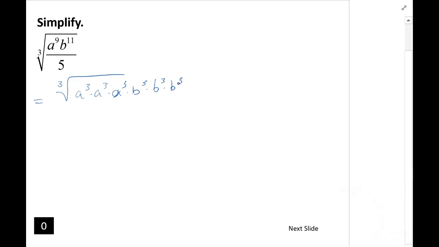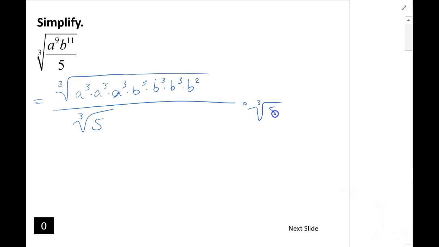And then for B, I'll have 1 group of 3, 2 groups of 3, that's 6. 3 groups of 3, that's 9. And then it's 11, so we need to make sure that adds up to 11 B's. So 3, 6, 9, 11. Okay, and then on the bottom, we'll have the cube root of 5. Well, here I need 3 5s in order to cancel out. So now, not only will I multiply it times the cube root of 5 on the top and the bottom, I'm going to multiply it times 2 cube roots of 5.